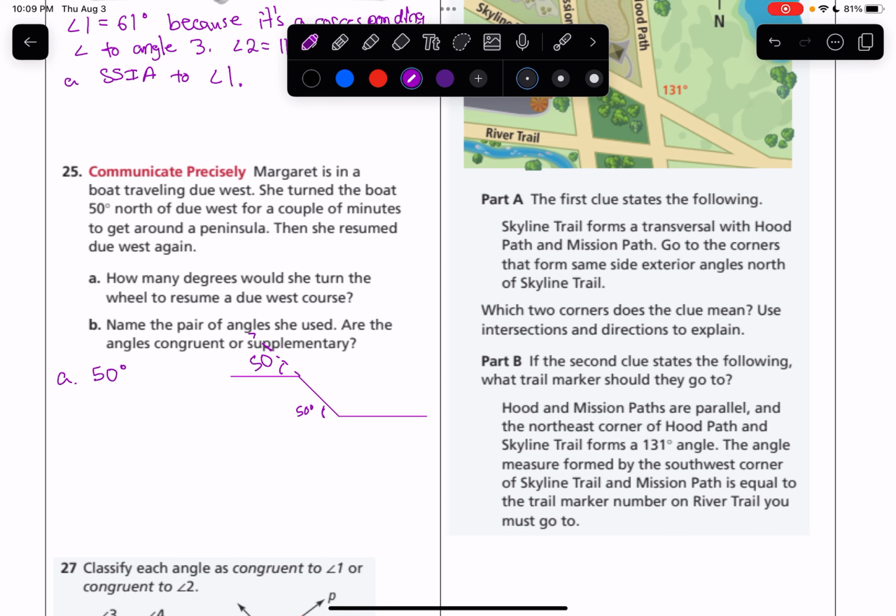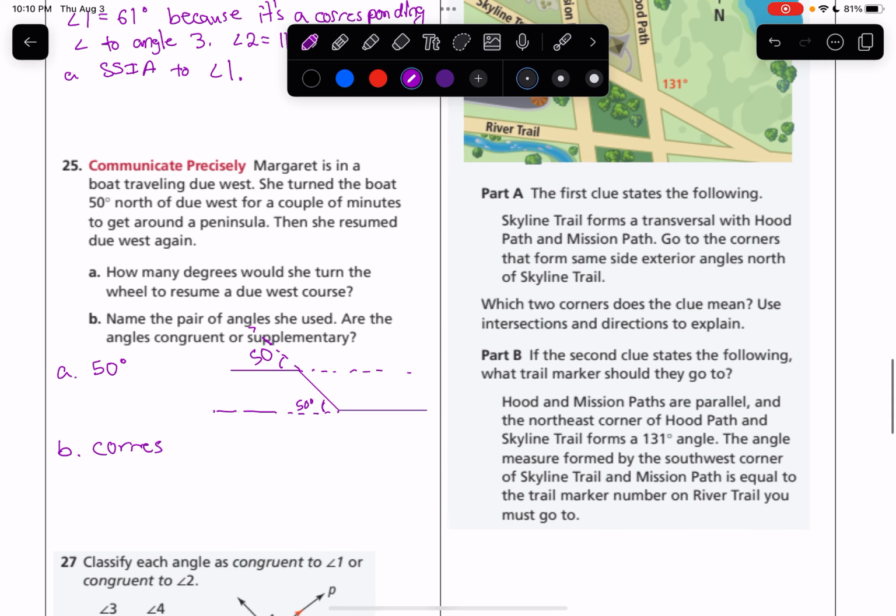B says name the pair of angles she used. Are the angles congruent or supplementary? Well, if we extend our lines out here, make some dotted lines, we can see that the angles that she used are corresponding angles across parallel lines. So we can say for B, they are corresponding angles, which we know are congruent.